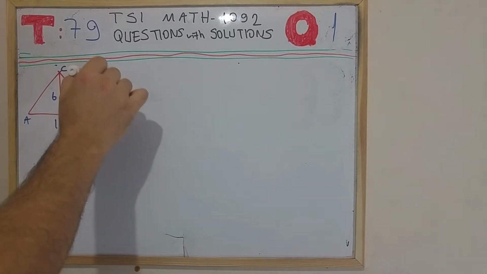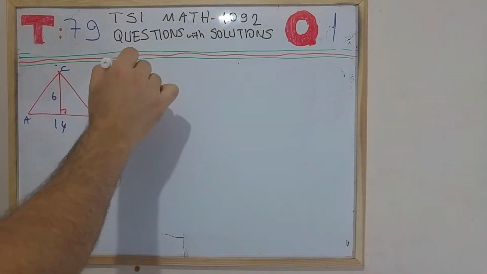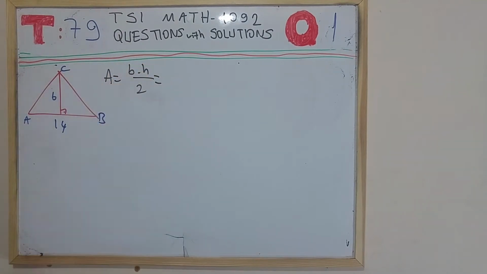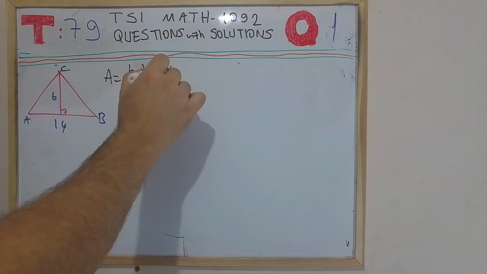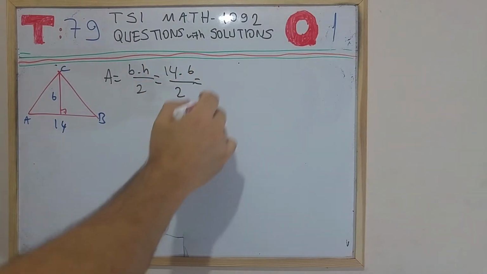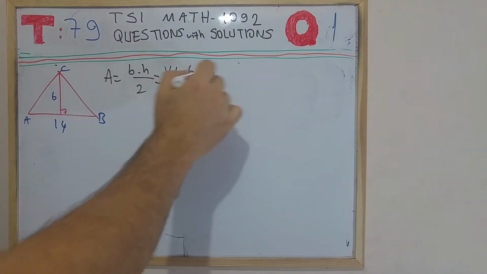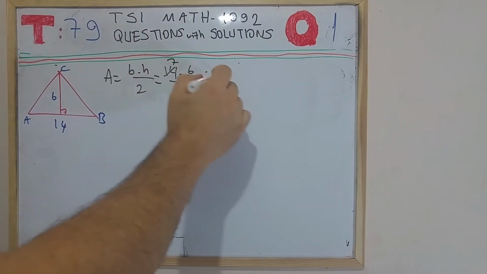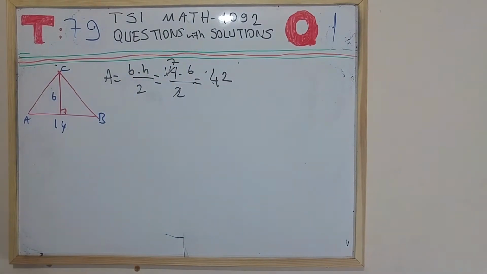Area of a triangle is equal to base times height over 2. In this case, the base is equal to 14 and the height is equal to 6 divided by 2. And this is going to be 7. This is going to be equal to 42 squares.